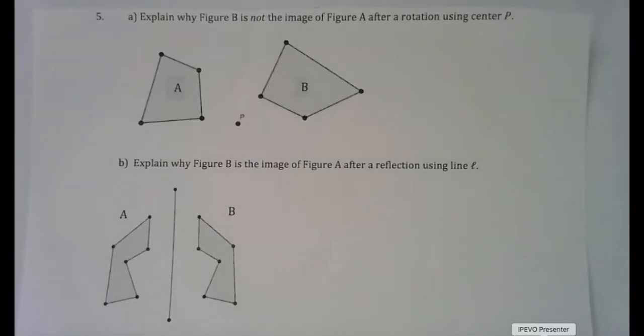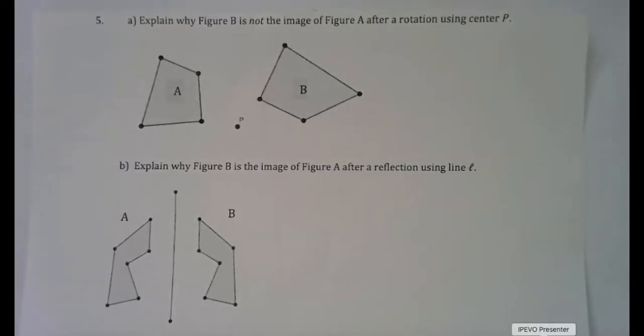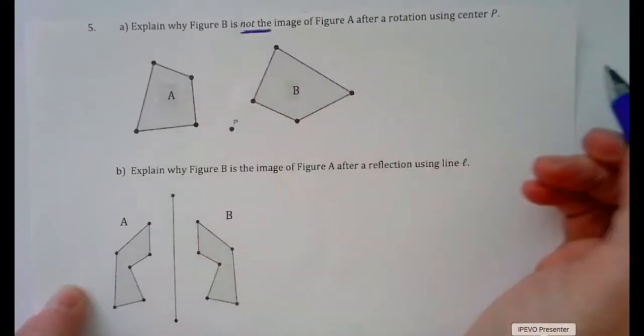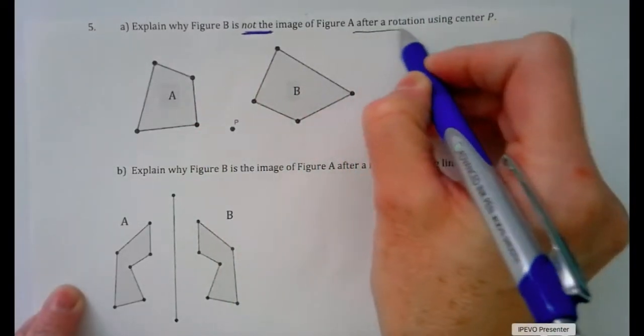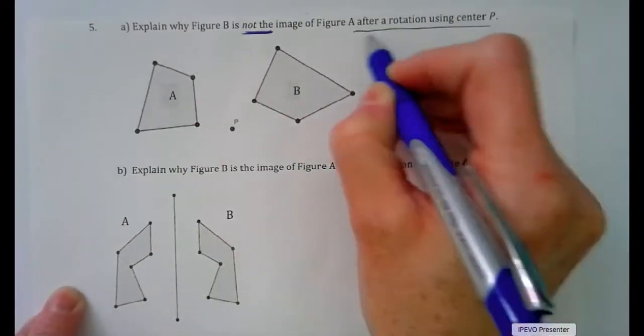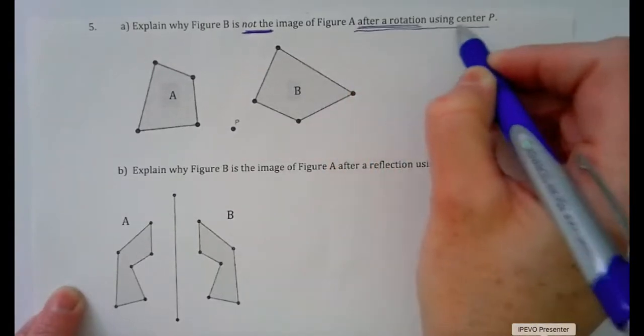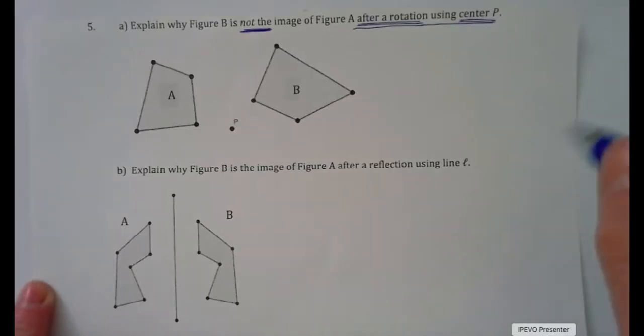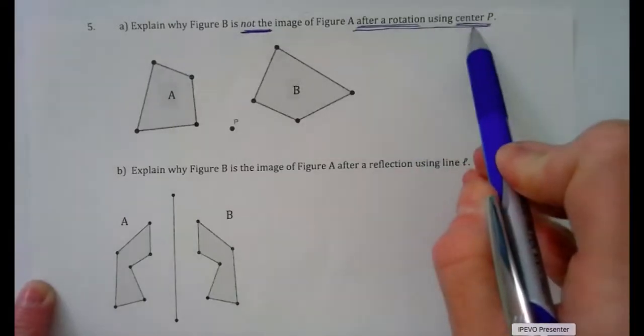All right, number 5. We have two parts, A and B. A says, explain why figure B is not the image of figure A after a rotation using center P. So it gives you all of the specifics. I want to know why it's not the image after a rotation using center P.